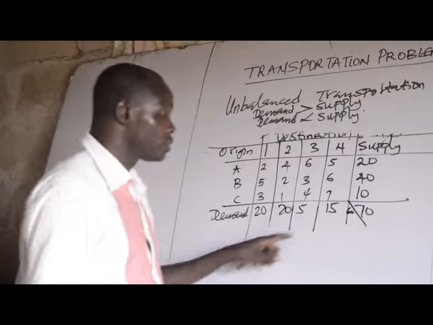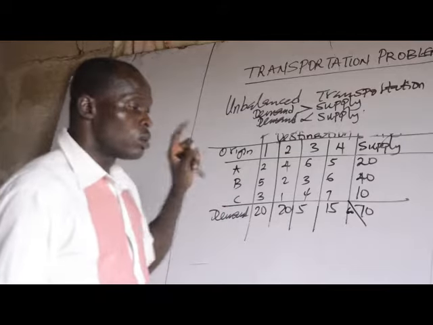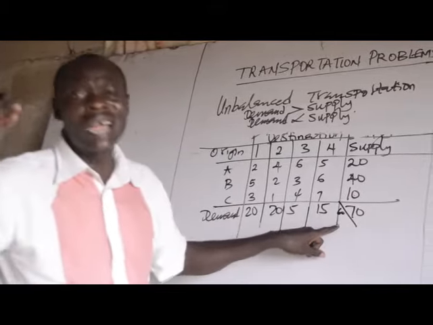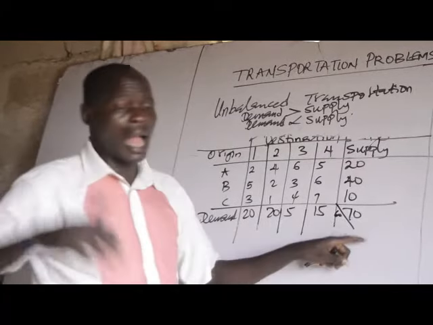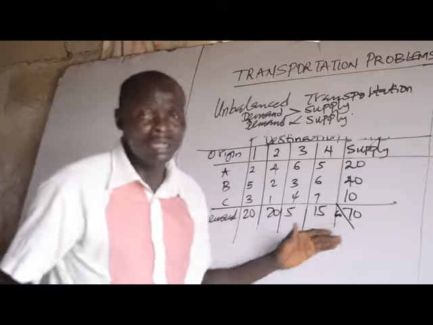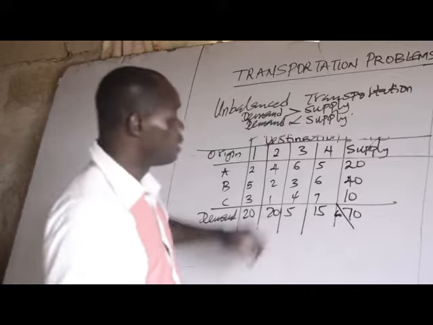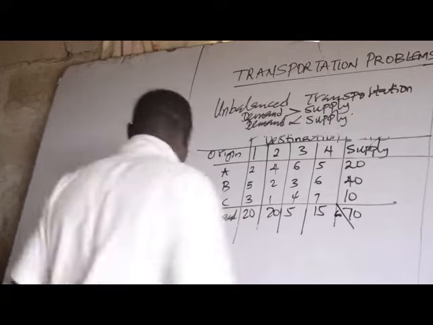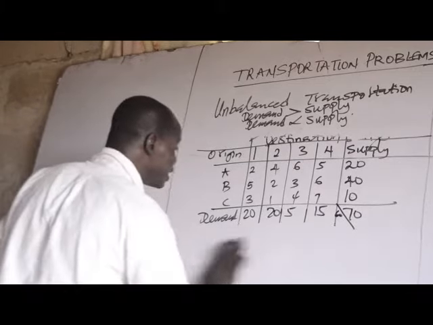I want you to know that where demand and supply are not equal, there is a need to create a dummy to equate the demand and supply with zero cost. You create a dummy to equate the demand to the supply, but the cost of that dummy activity will be zero. Now, this is what I mean. We want to balance this transportation problem.